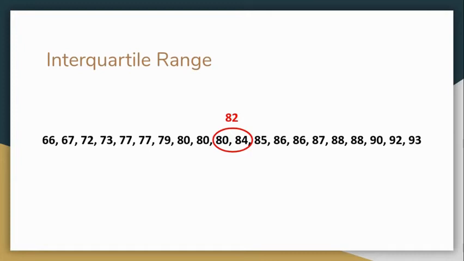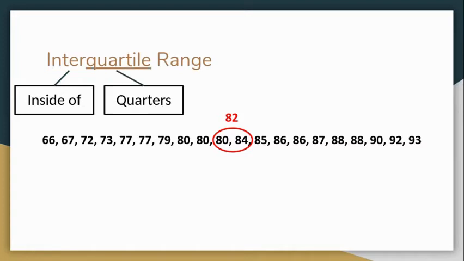Before we go further, let's break down the term interquartile to better understand what it is we're solving for. When we look at the word interquartile, we can see it is made up of two parts: inter, meaning inside of, and quartile, meaning quarters. Let's first break out our data set into quarters. This means that we're going to divide it into fourths, or chunks of 25% of the total data.